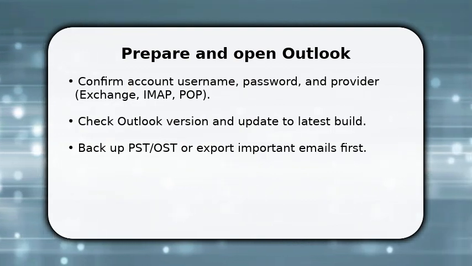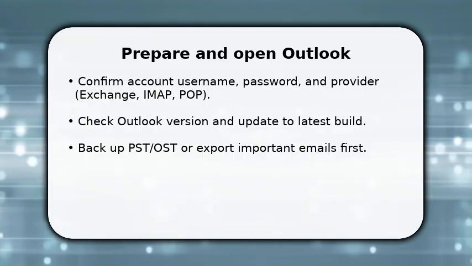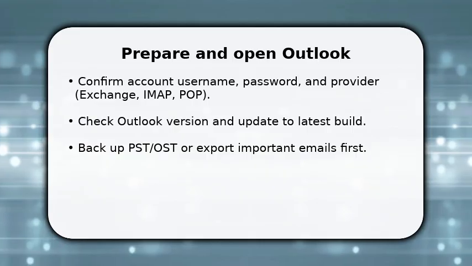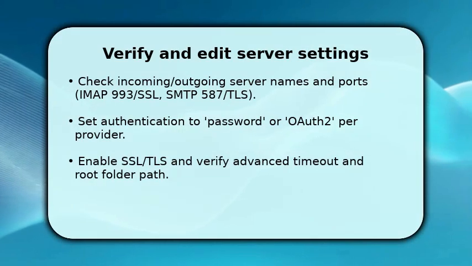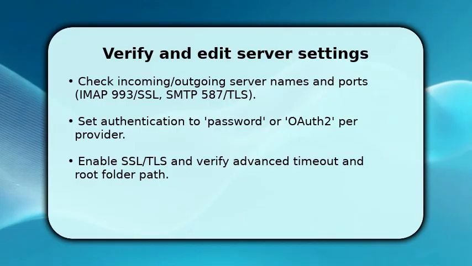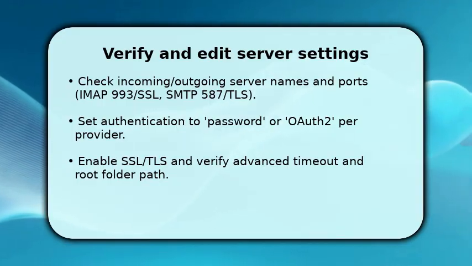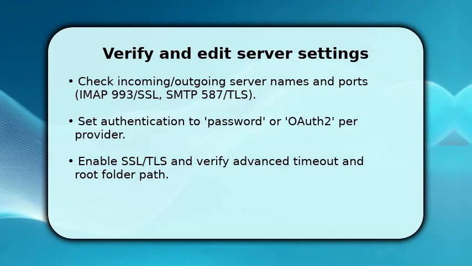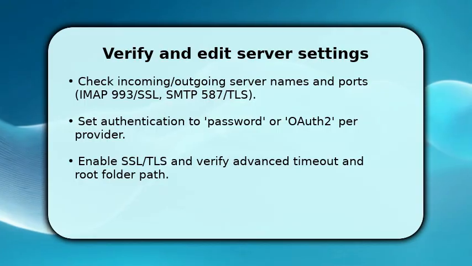You now edit the account and inspect advanced settings because ports, encryption, and auth type determine connectivity. Open Change, More settings, then Advanced and type the correct ports. IMAP typically uses 993 with SSL, SMTP 587 with TLS, so change them if needed.